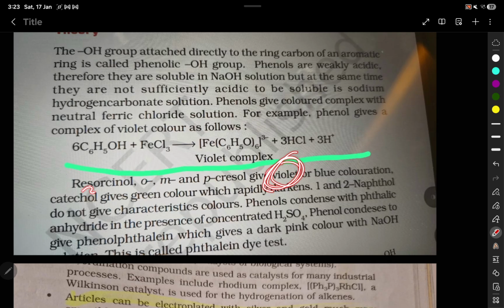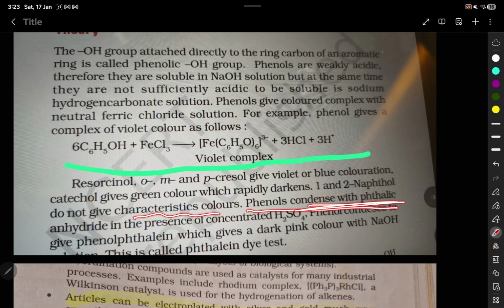And as you guys see, resorcinol also gives yellow, I mean violet, and these three give blue coloration, and catechol gives green color. Okay, so catechol gives green color, which is very important. I don't think it has come in a PYQ yet, so it can come in RES, which rapidly darkens. It will become dark green. And 1 and 2 naphthol do not give characteristic colors. That also I did not know, so please go through it.